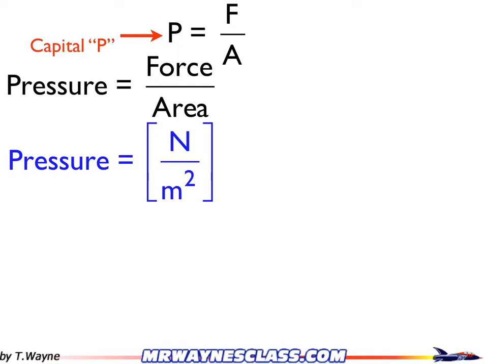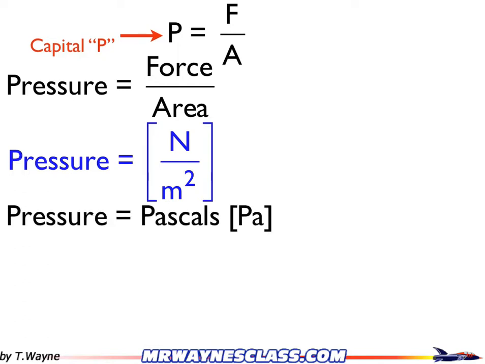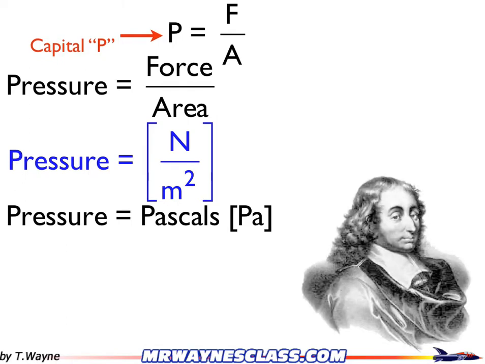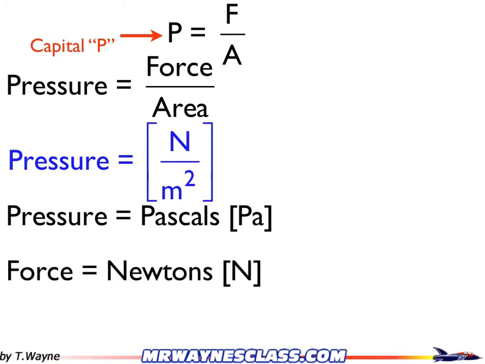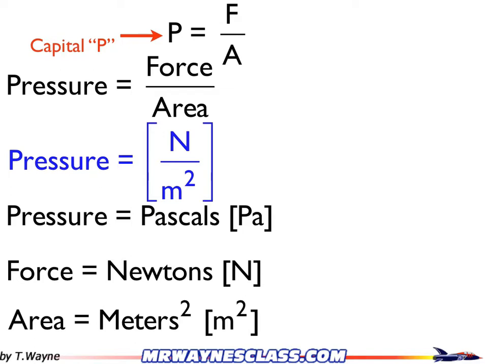However, we want to honor another physicist and mathematician. His name is Blaise Pascal. So this is kind of what he looks like. This is my Wikipedia image. So here's Blaise Pascal, and to honor him, we name the unit of pressure after him. So we call it pascals, not newtons per meter squared, but pascals. Force, of course, is measured in newtons, and area is measured in meters squared.